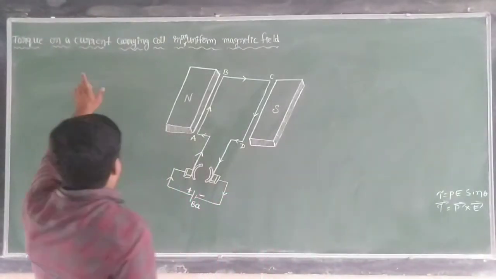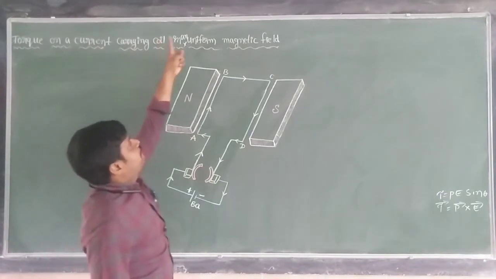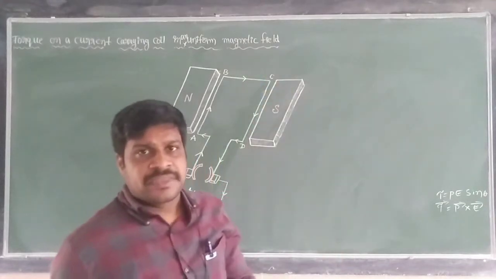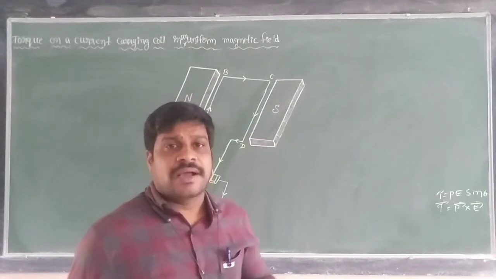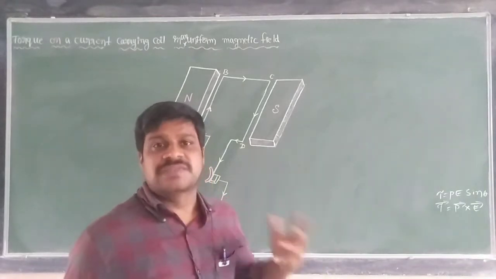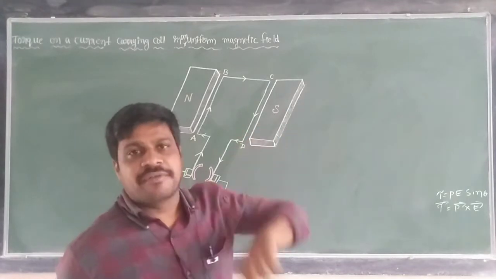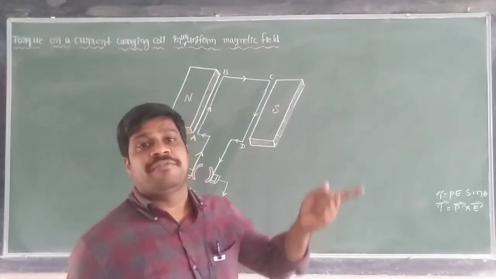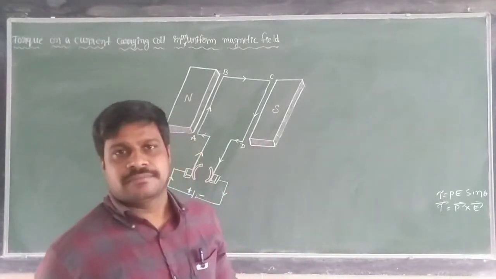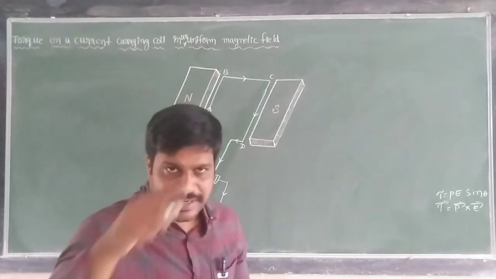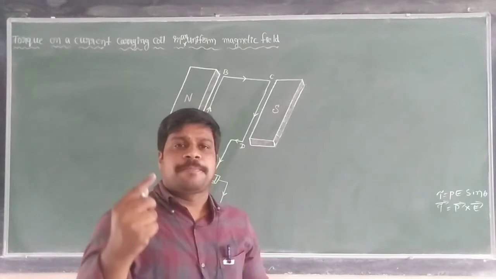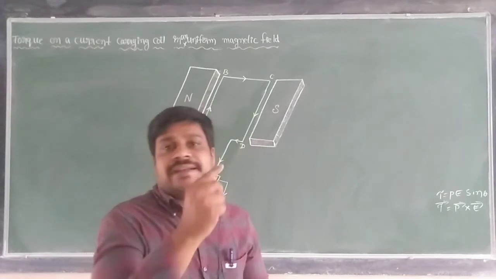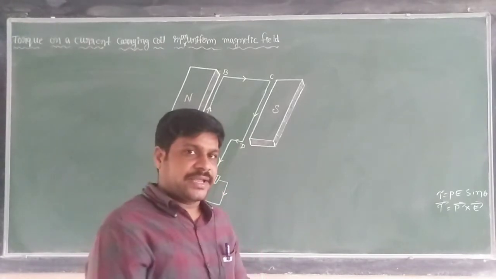Now, whenever a current carrying coil is placed inside a uniform magnetic field, we can take the coil in the shape of a circle, a square, or a rectangle. Any type of coil: a circular current carrying coil, a square current carrying coil, or a rectangular current carrying coil.